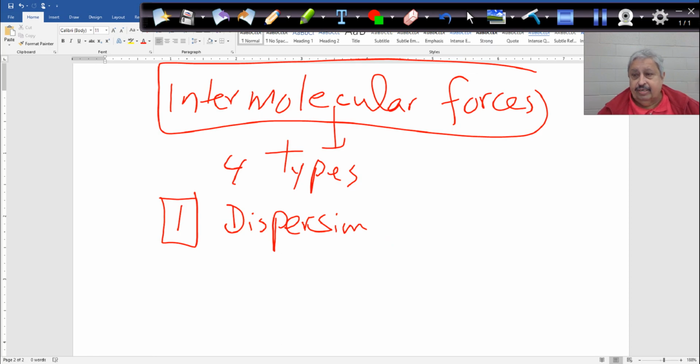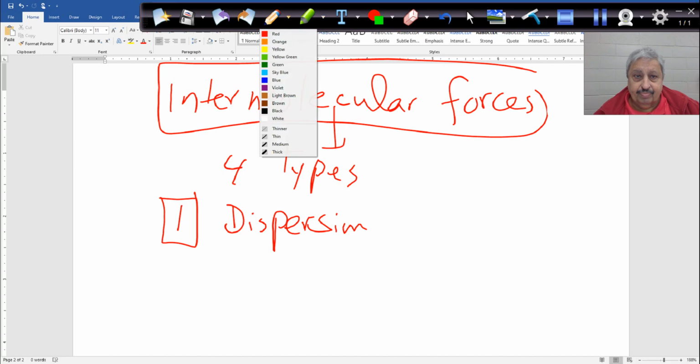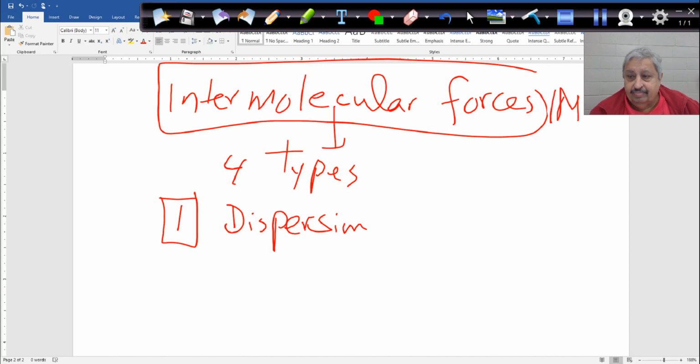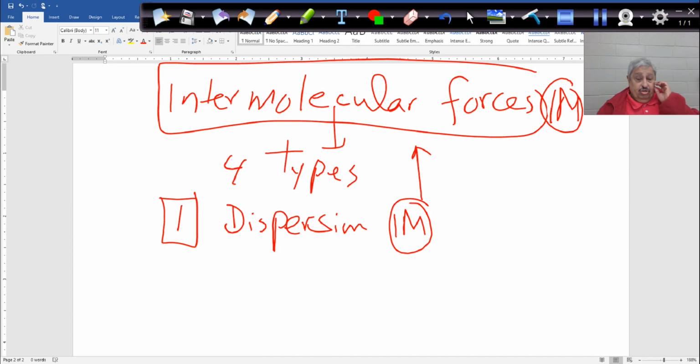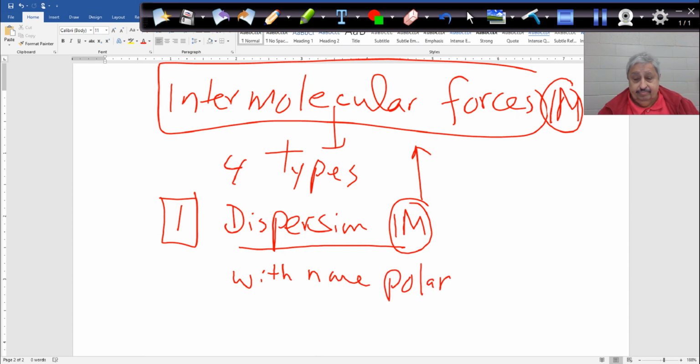So intermolecular force, I'll say IM. Here it is. Dispersion, IM, meaning intermolecular forces. Well, dispersion is the fact that it's happening within nonpolar covalent bonding. It happened because the valence electrons are delocalized.